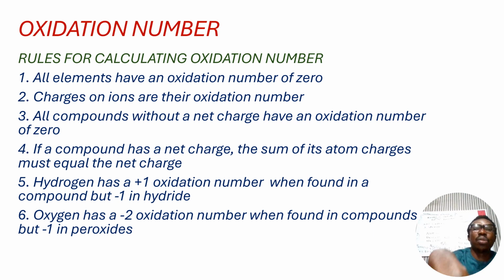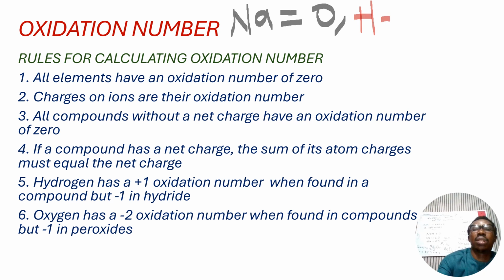For example, this is sodium. The oxidation number of sodium here will be equal to 0. All elements have an oxidation number of 0. As far as it is an element, you have an oxidation number of 0. Hydrogen is equal to 0. Then the second is that charges on ions are their oxidation number.